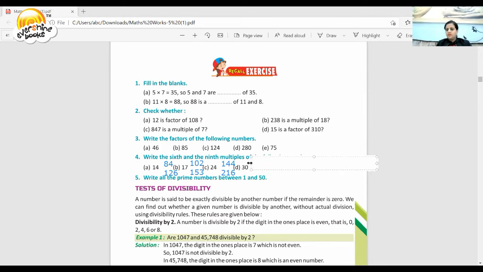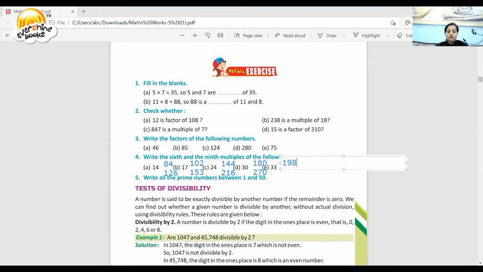30. You just make the table of 3. 3 sixes are 18, put 0 behind. 3 nines are 27 and 1 zero behind like this. After that, 33 into 6. You should know the table of 3. So when you make the table, you have to multiply 33 into 6: 6 threes are 18 and 6 threes are 18, so the answer will be 198.